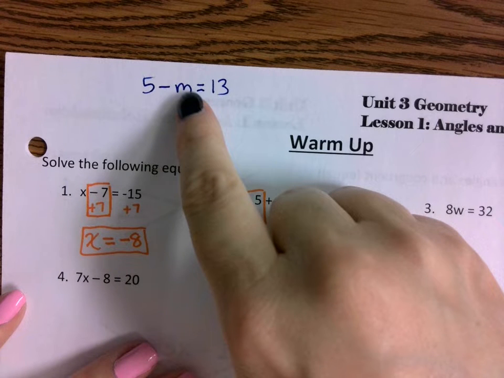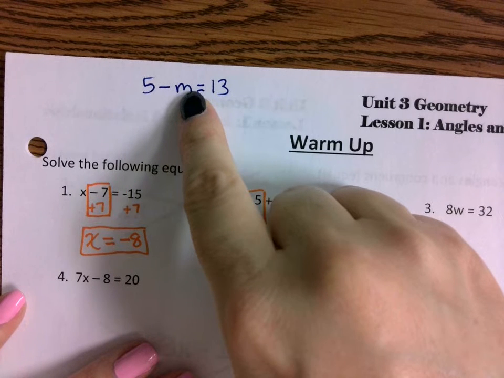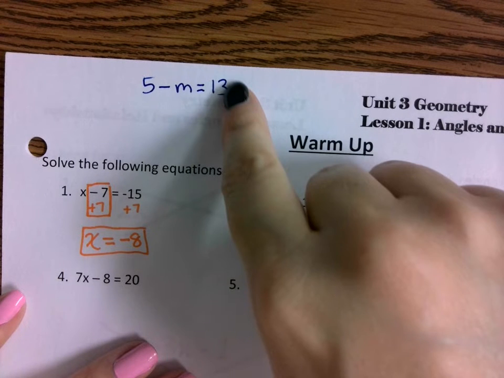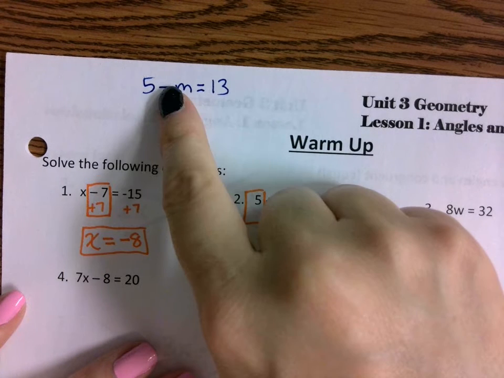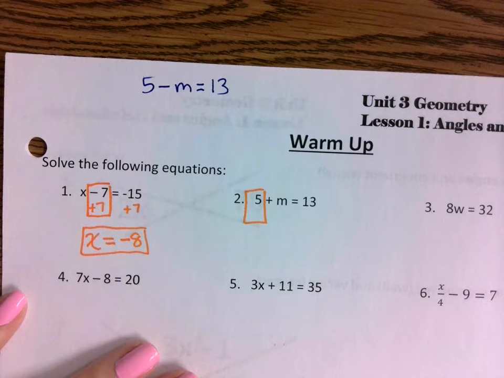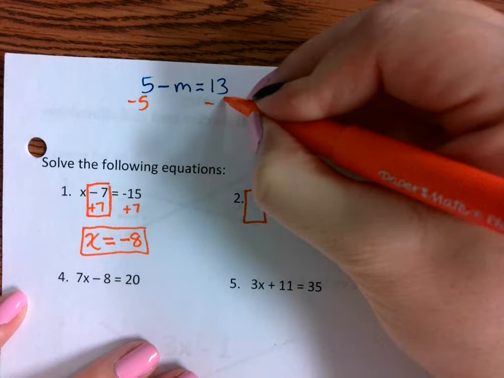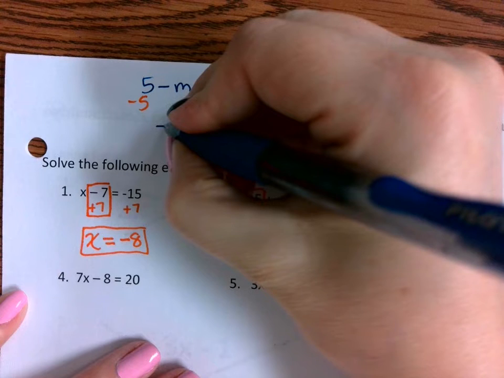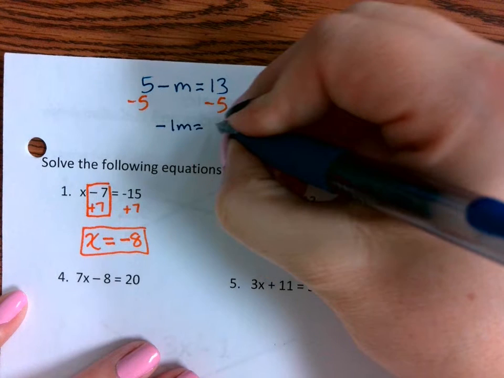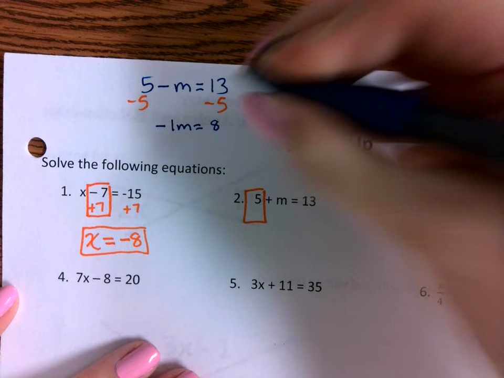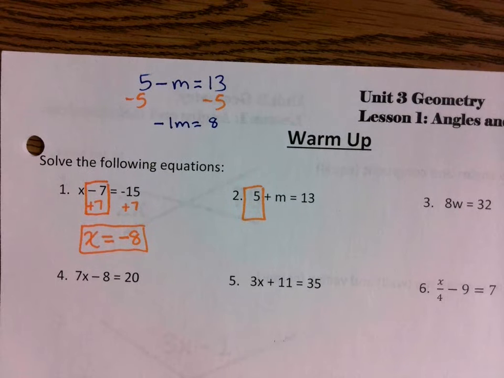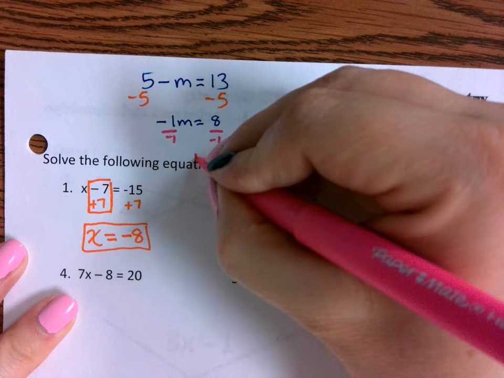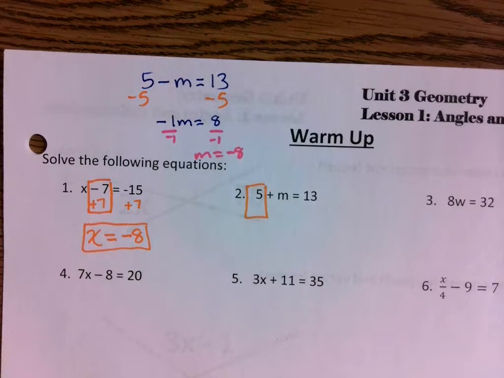So this is actually a 2-step equation right here. A lot of people think it's a 1-step, but it's actually 2-step. When you solve this, you would subtract your 5 from both sides. You would be left with negative 1m is now equal to 8. And then you would have to divide both sides by negative 1. And you would get m is equal to negative 8. Okay, so this right here is a 2-step equation.